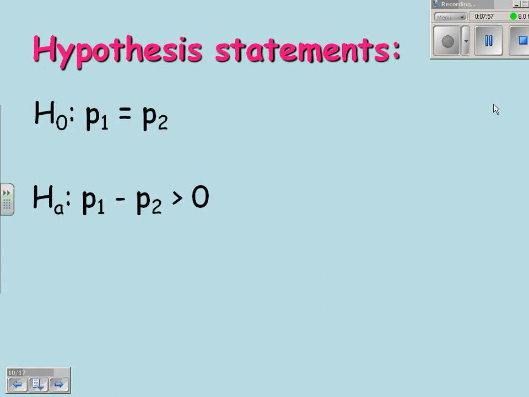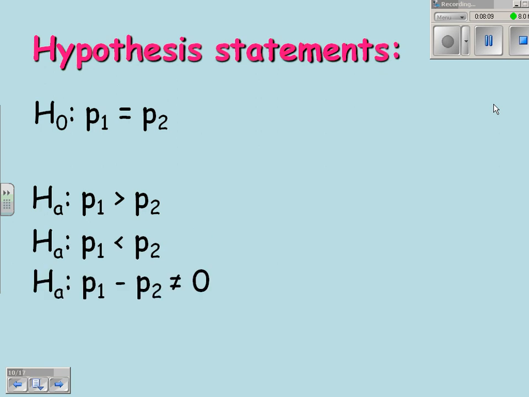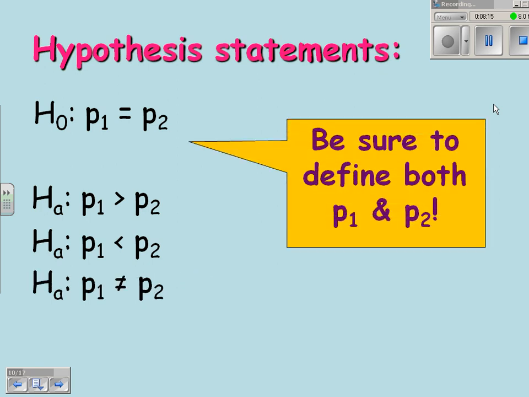The alternate, we have a couple of different options. P1 minus P2 is greater than 0, or P1 is greater than P2. We could do P1 minus P2 is less than 0, or P1 is less than P2. Or a third option, P1 minus P2 does not equal 0, meaning they're different, or we can write it out that way. Make sure, just like with the means, that you define both of them. You always have to make sure that you define everything.